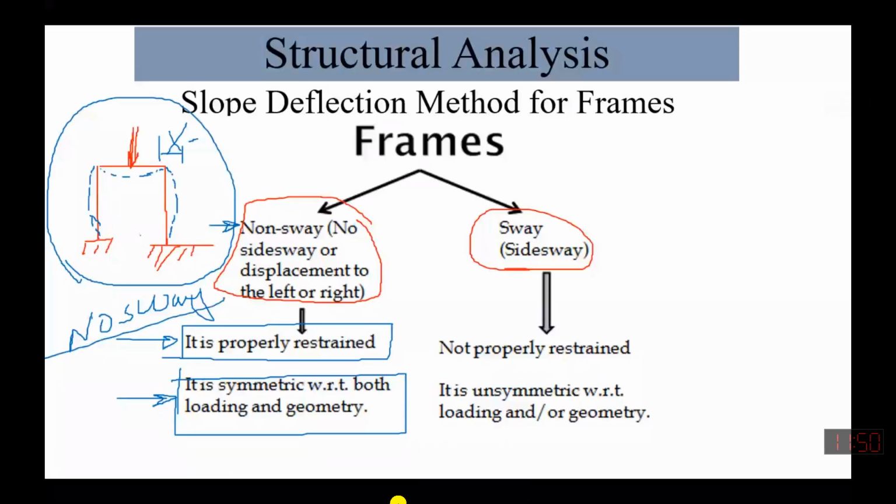So how many conditions are there for a frame to be in a no sway case? We can say that this frame will be under no sway formation. There will be no sway. It means if the frame is properly restrained and it is symmetric with respect to loading and geometry, if these three conditions are satisfied, we say that the structure will not sway.